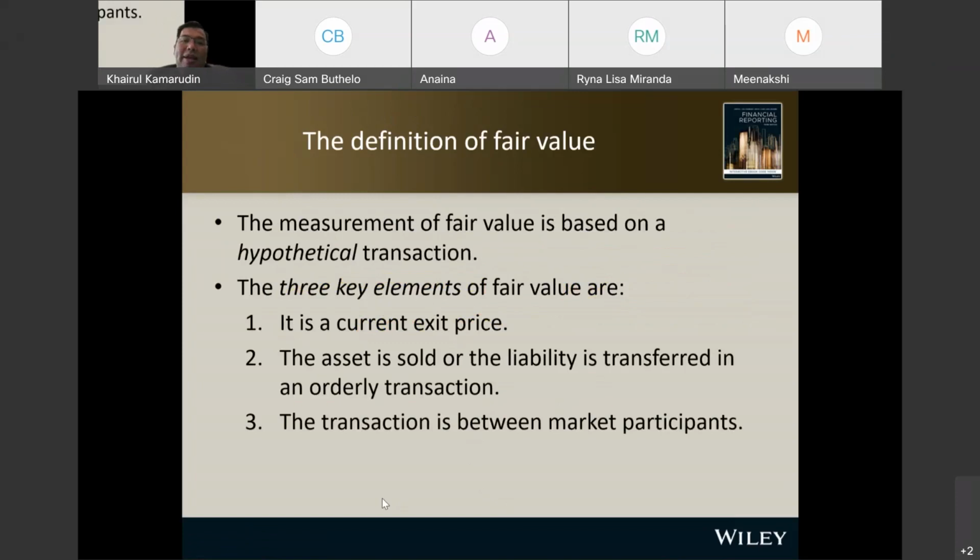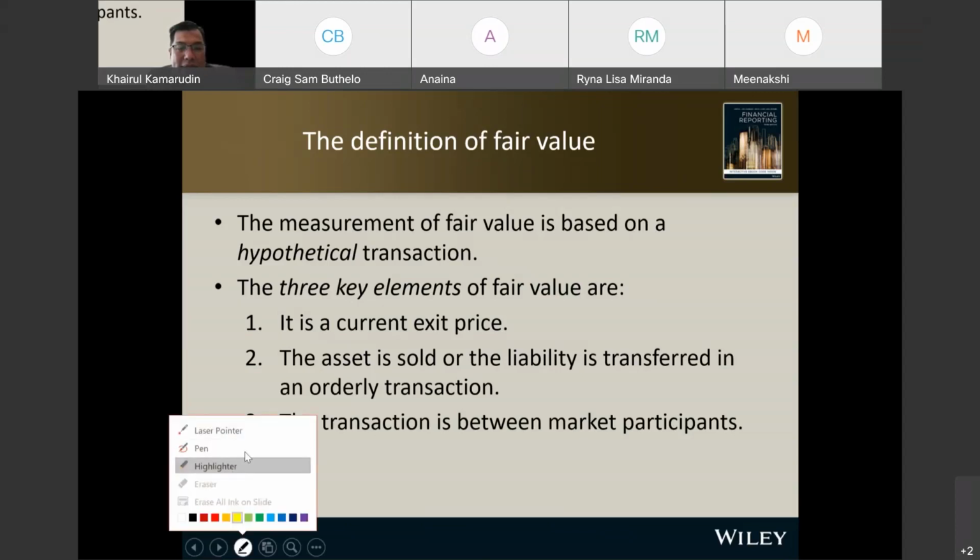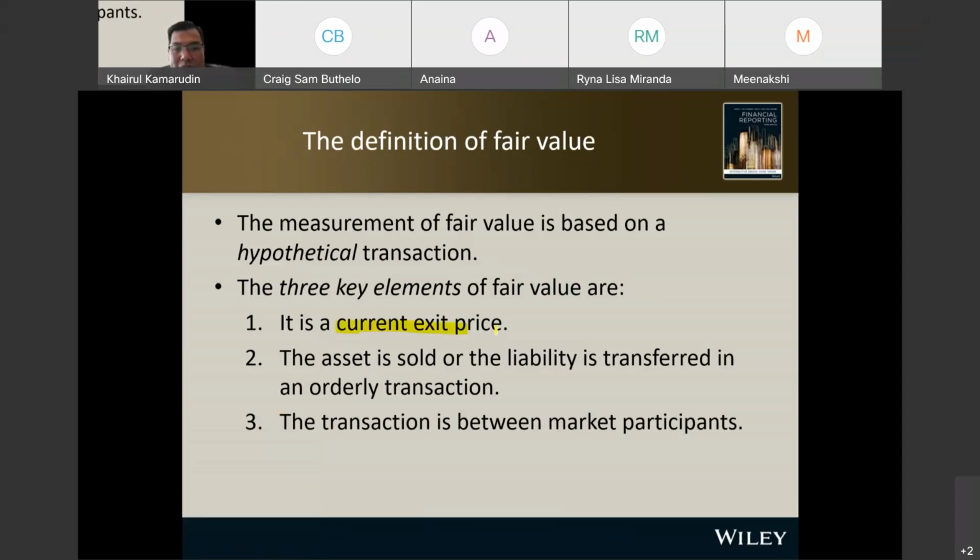Okay. The measurement for fair value is based on hypothetical transactions. There are three elements. The first one is the current exit price. Exit price means you want to sell the items. You sell the items or dispose of the liability. So that is the exit price.